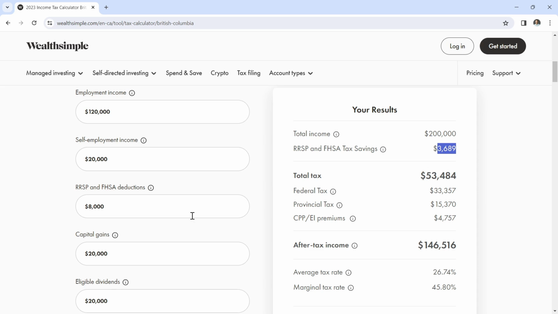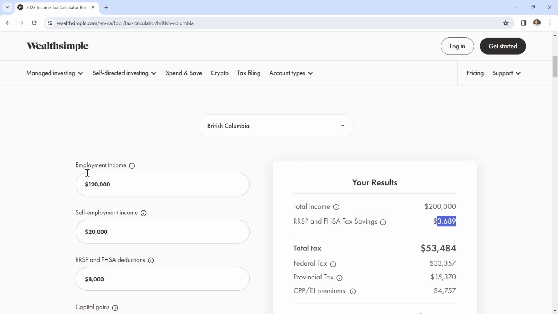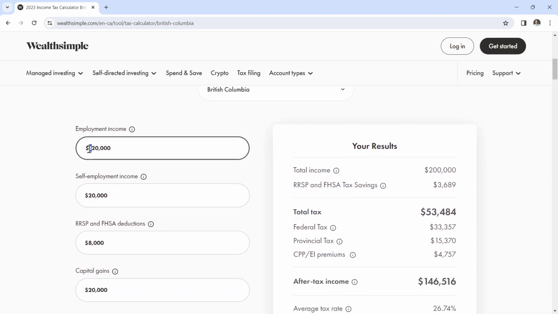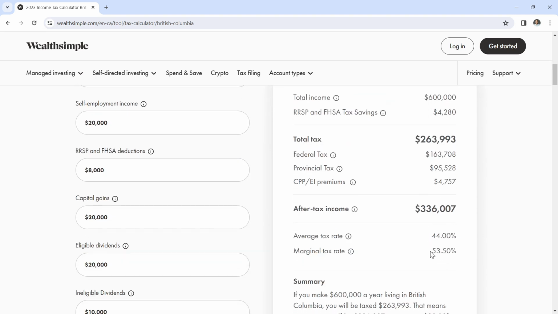So that's it. Have a look, play around with this. You can even see what would happen if you had way more income or way less income. In this case, it really doesn't change things a whole lot because we already said we had quite a significant amount of income. So our marginal tax rate only jumped up to about 54%.